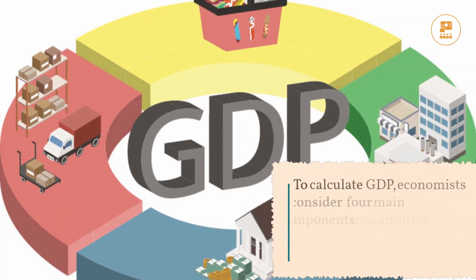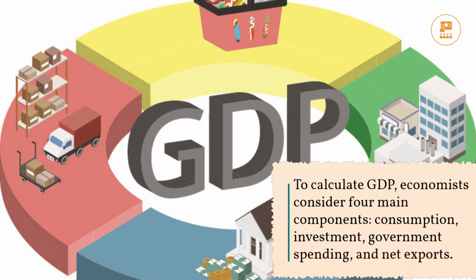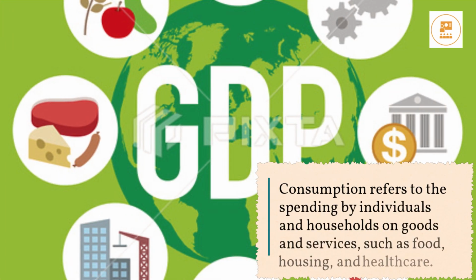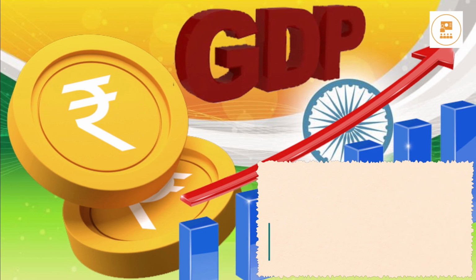To calculate GDP, economists consider four main components: consumption, investment, government spending, and net exports. Consumption refers to the spending by individuals and households on goods and services, such as food, housing, and healthcare.